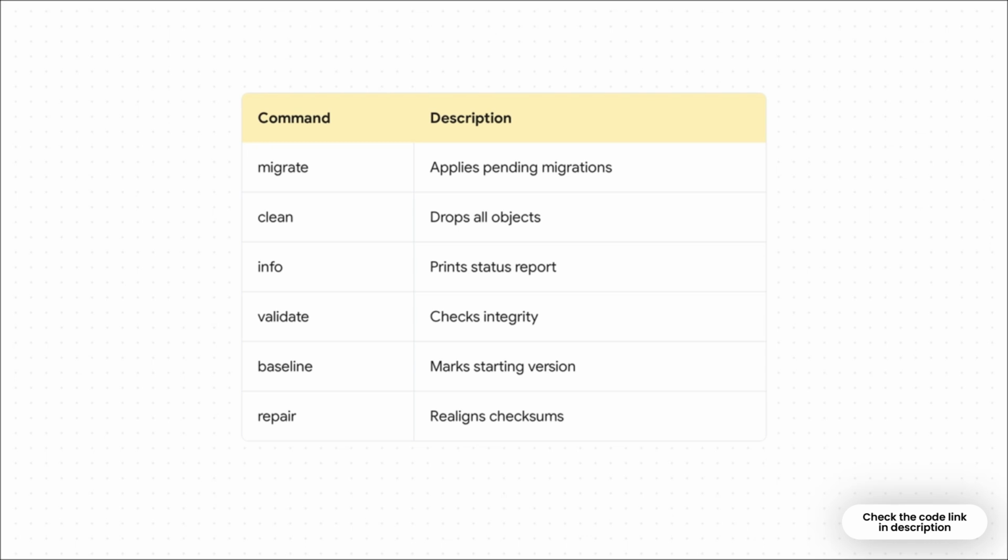Baseline is incredibly useful if you're onboarding Flyway onto an existing database that already has live data. It basically tells Flyway, hey, mark the schema as already being at version 1. Don't run the initial creation scripts. And finally, repair. If a migration fails or your history table somehow gets out of sync, repair helps fix the history table by removing failed entries and realigning those checksums.